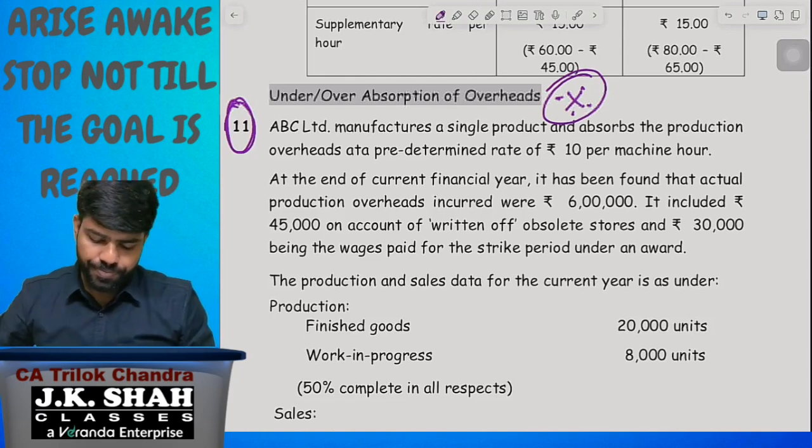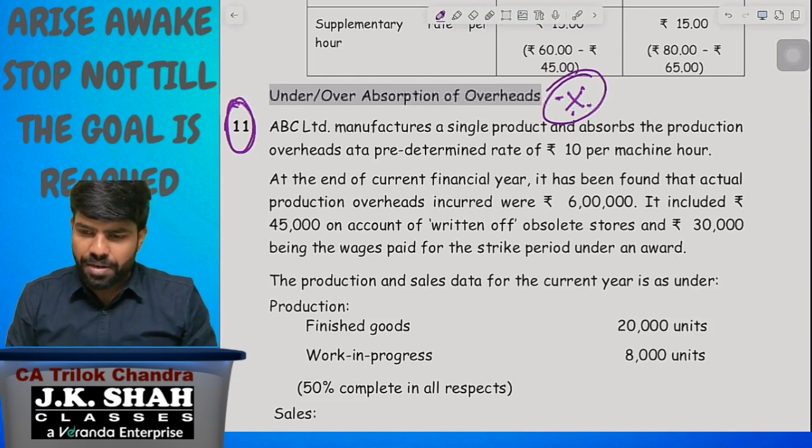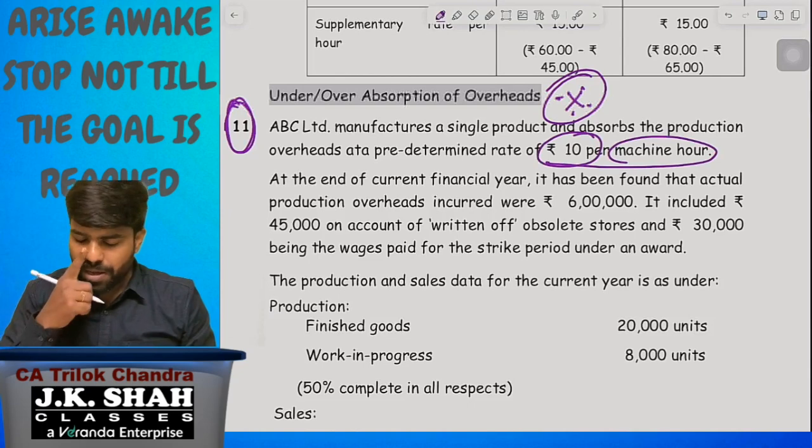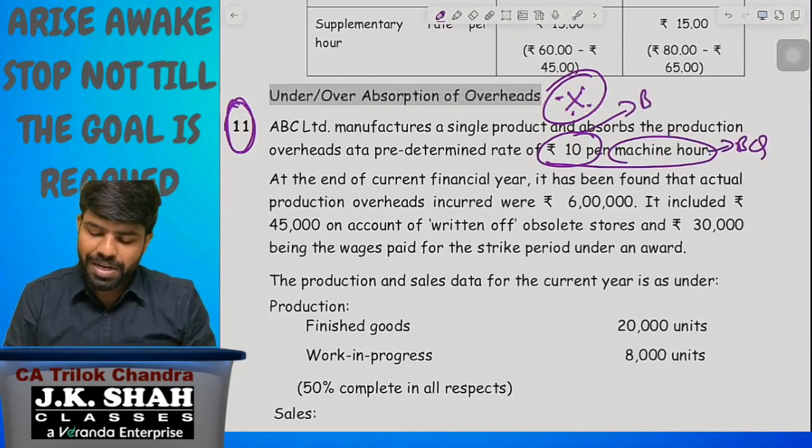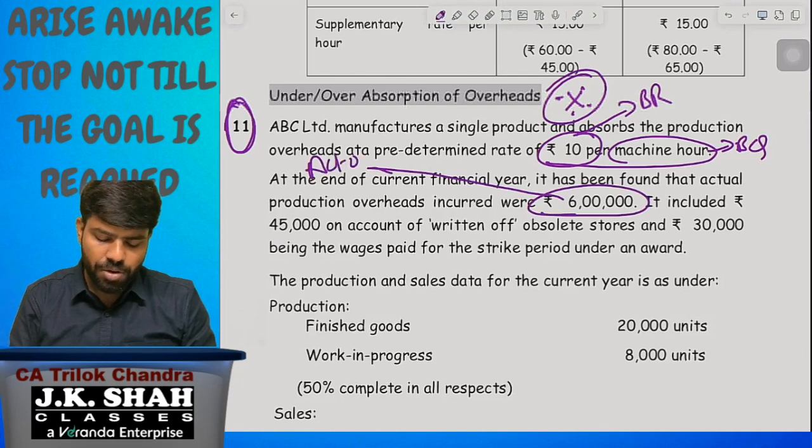Now look at here. ABC Limited manufactures a single product and absorbs the production overheads at a predetermined rate of 10 per machine hour. 10 rupees is the budgeted rate, machine hours is the base quantity. At the end of the current financial year, it has been found that actual production overheads incurred are 6 lakh rupees. This is the actual overheads.